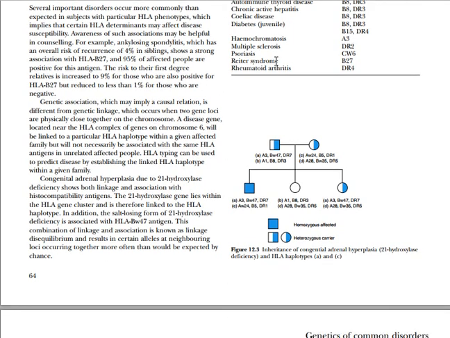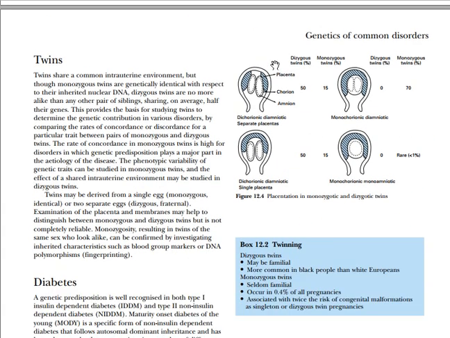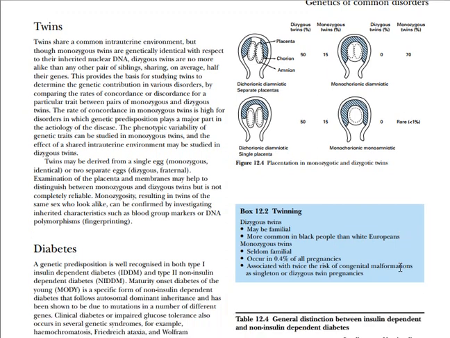Is it clear? Now you also have twins. We have said already that in order to consider twins, you consider a dizygote twin as two different brothers or sisters, and you consider a monozygote twin as one twin. Here, twinning: dizygote twins may be familial, more common in black people than white Europeans. So we have dizygote twins again more in blacks than whites. Is it clear? They are also called fraternal twins.